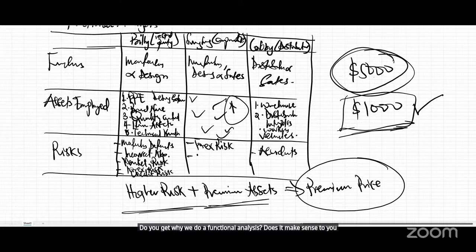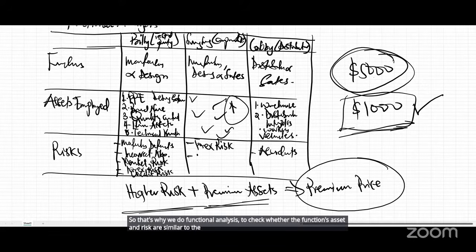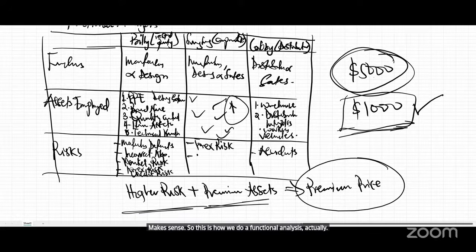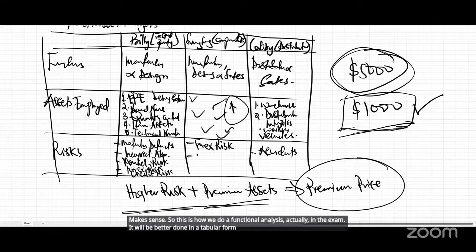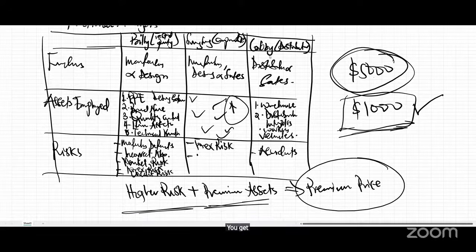Yes, sir. So that's why we do functional analysis, to check whether the functions, assets, and risks are similar to the person, because the person who carries on the higher risk should get the higher return, just like the DEMPE, and the one who has a premium or unique asset should command the price premium. Makes sense. So this is how we do a functional analysis in the exam. It will be better done in a tabular form. Are we okay now? So that was functional analysis.